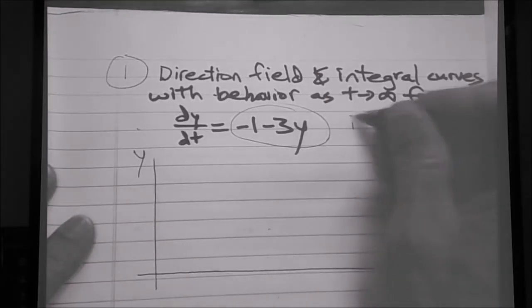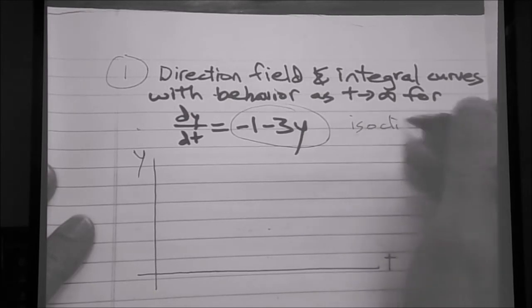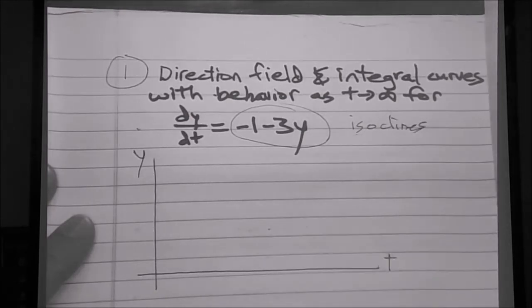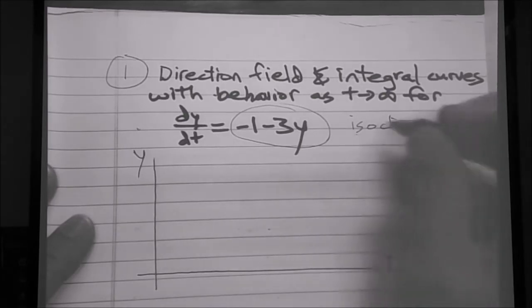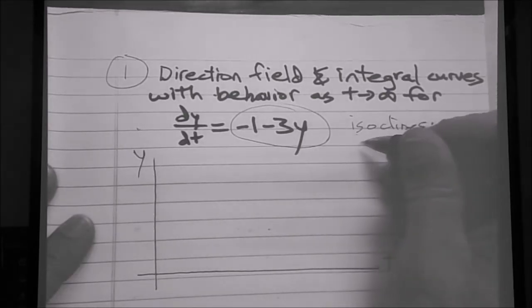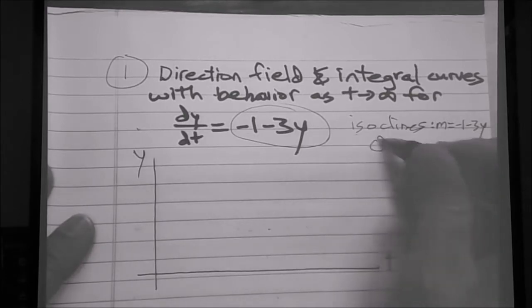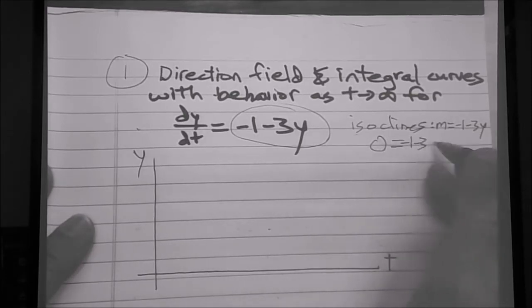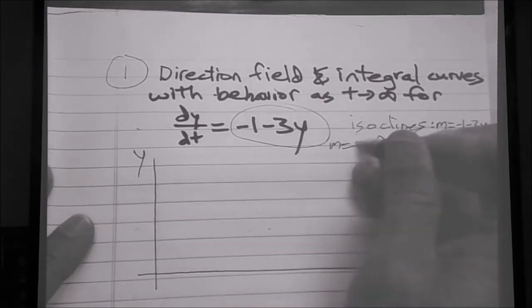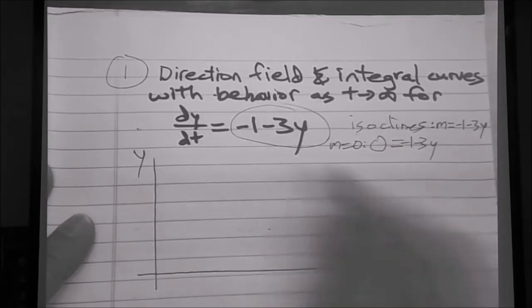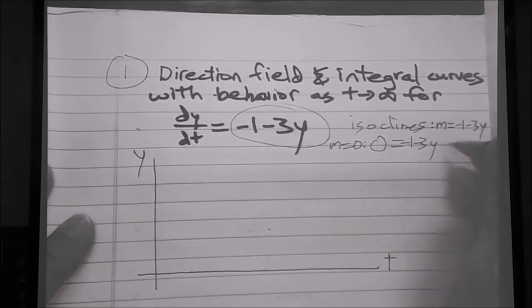We can draw isoclines, or one-slope curves, and we can put the slope, let's say m equals minus 1 minus 3y. That is, minus 1 minus 3y equals a constant along each isocline. This is not the direction field. This is a construct for making the direction field. So let's put 0 equals minus 1 minus 3y. That corresponds to slope m equals 0. So we just put the right side equals 0. That gives us this isocline.